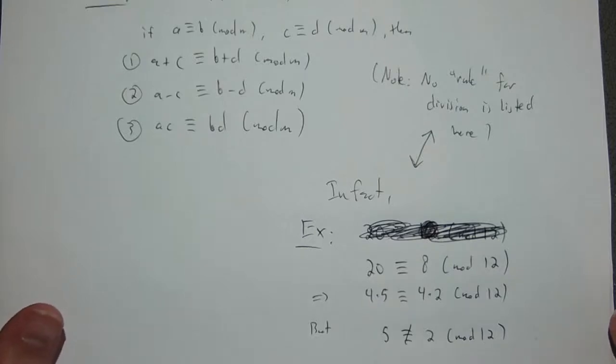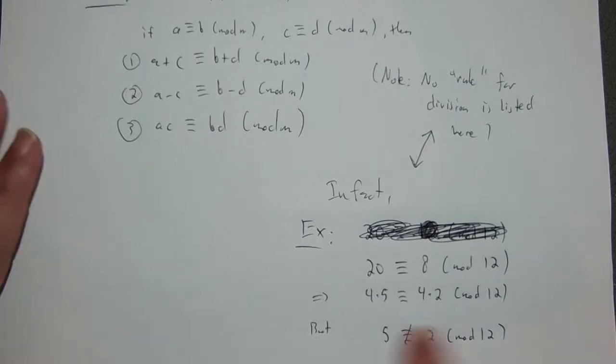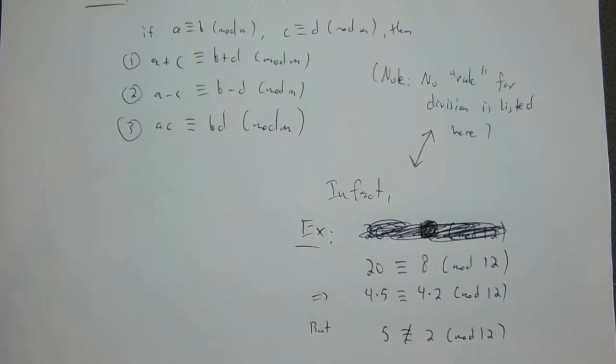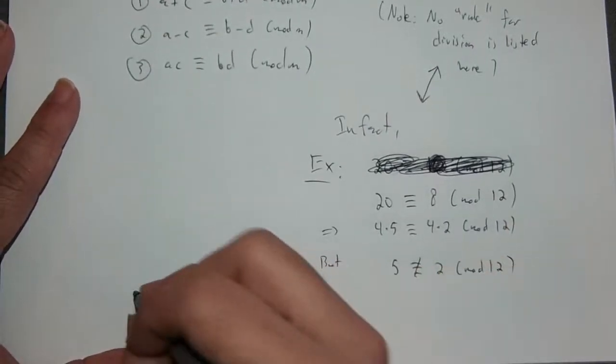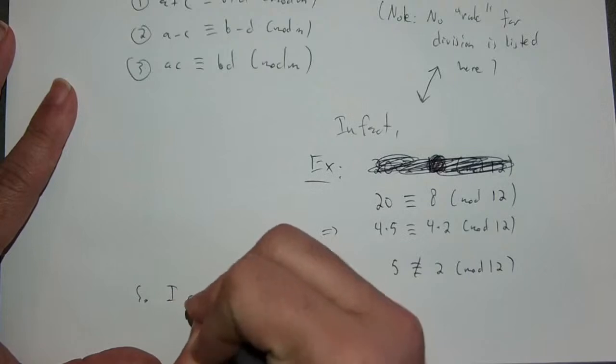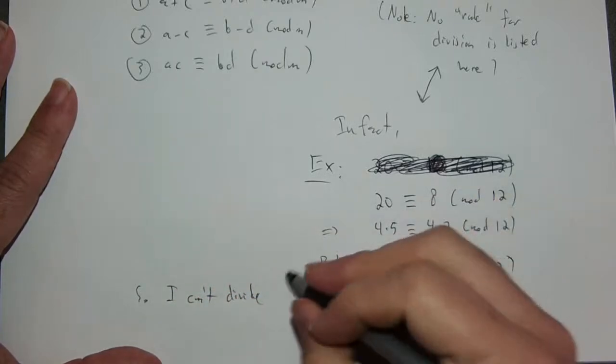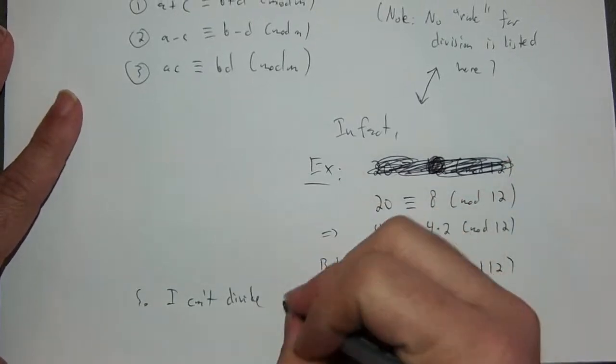Okay. So 4 times 5 is congruent to 4 times 2 mod 12. But trying to divide by 4 here to leave myself with 5 on the left and 2 on the right doesn't work because 5 and 2 aren't congruent mod 12. Okay. So I can't divide in this way.